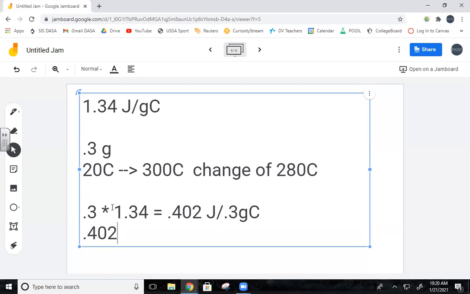280. So 0.402 times 280, which gives us 112.56. Okay? So we don't have to add in very much heat to light this on fire.